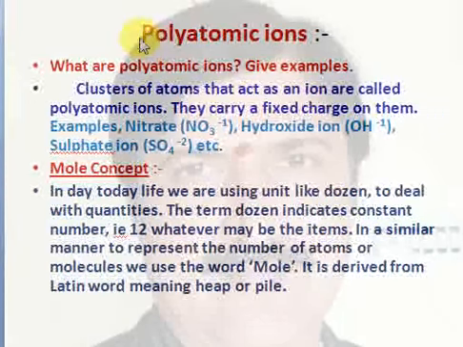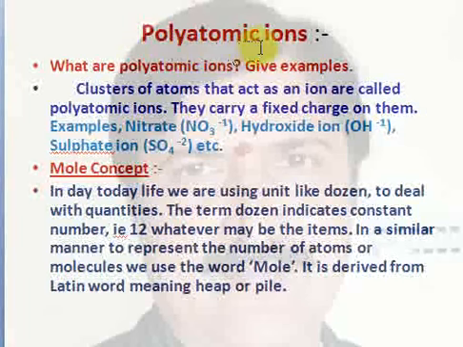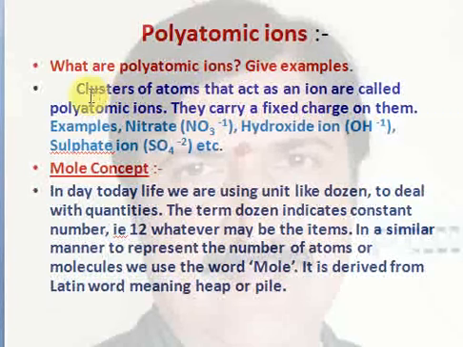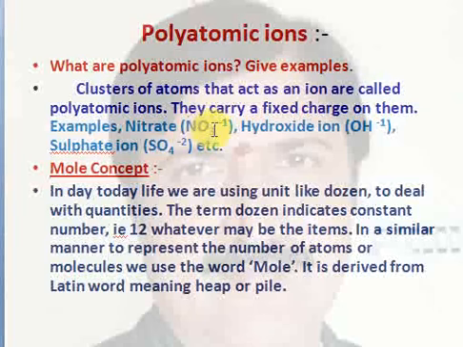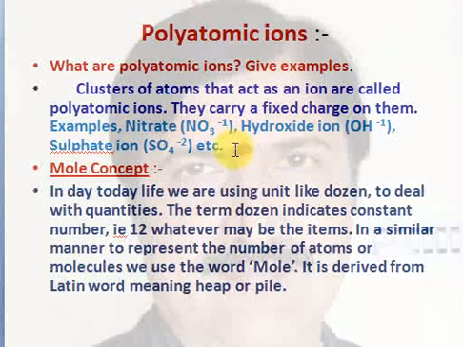Then some polyatomic ions we have discussed. What is meant by polyatomic ions? A cluster of atoms. Sometimes more than 2 atoms are combined in the form of a unit, and they have a charge. That is called a polyatomic ion, which we have discussed already. So some examples are given.